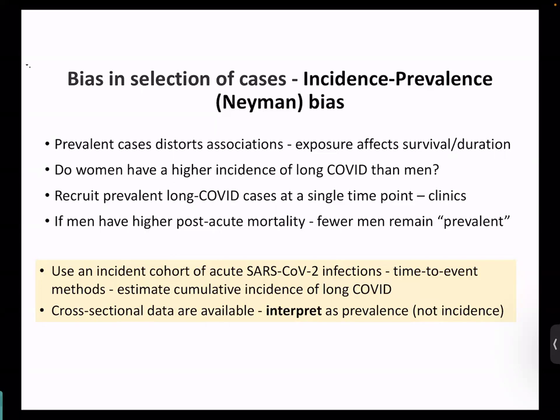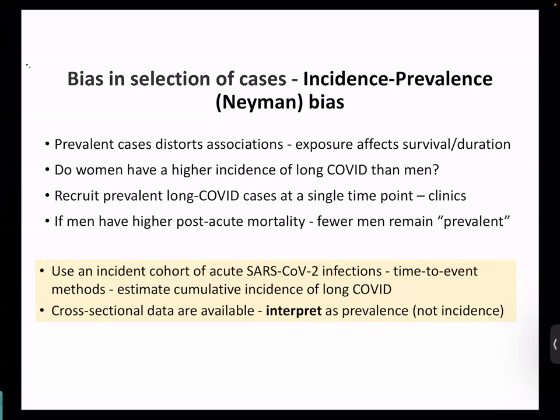In the study, the investigators recruit all the prevalent cases of long COVID at a particular point in time, which could be even a month or a few months. And among them, they find out the distribution of men and women, right? Compared to those who do not have long COVID.